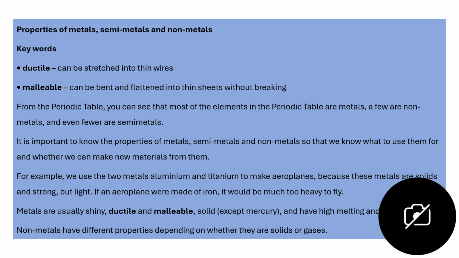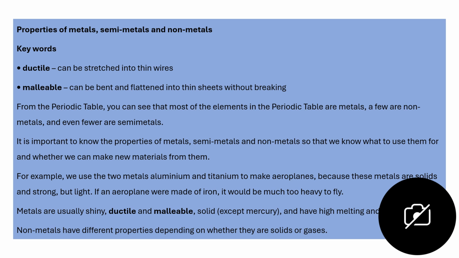So it's important to know the properties of metals, semi-metals, and non-metals, so you can distinguish how to make new materials. For example, if you take aluminium and titanium to make an aeroplane, it's because the metals are solids and they're strong and light. An aeroplane that is made out of iron is going to be too heavy to fly. So you need light elements to make an aeroplane. It needs to be aerodynamic, so it needs to be light, so it can move through the air with a faster speed.